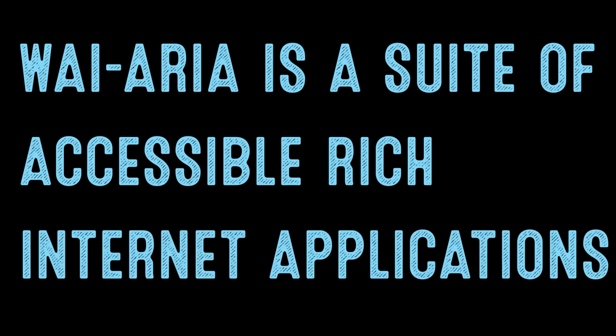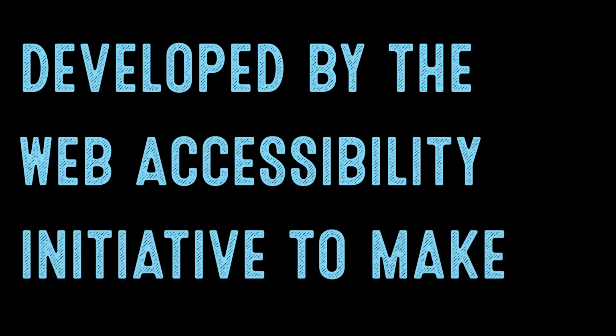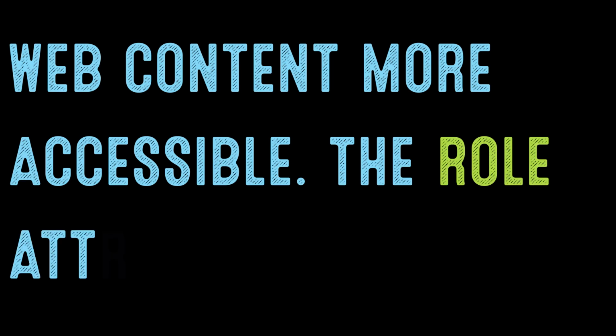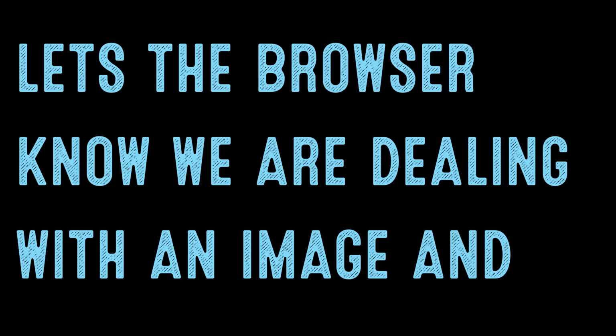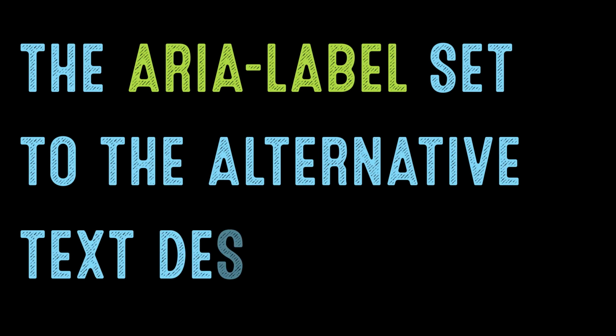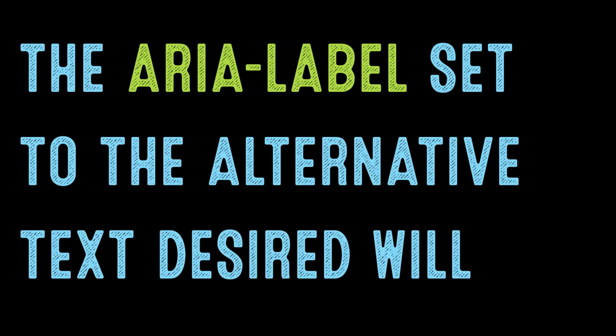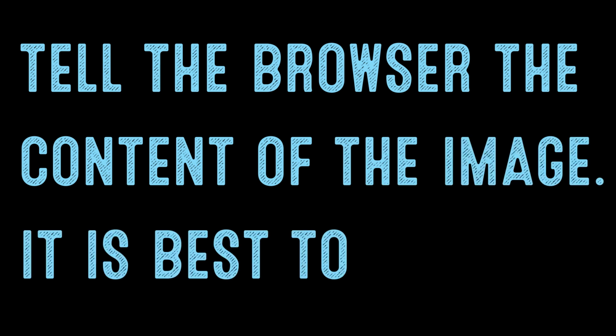WAI-ARIA is a suite of accessible rich internet applications developed by the Web Accessibility Initiative to make web content more accessible. The role attribute set to image, IMG, lets the browser know we are dealing with an image, and the ARIA label set to the alternative text desired will tell the browser the content of the image.